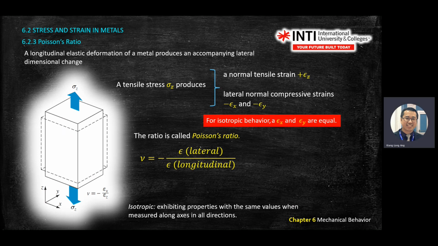We calculate with Poisson ratio equal to negative lateral strain divided by longitudinal strain. The top is lateral, so Poisson ratio equals minus E lateral over E longitudinal.